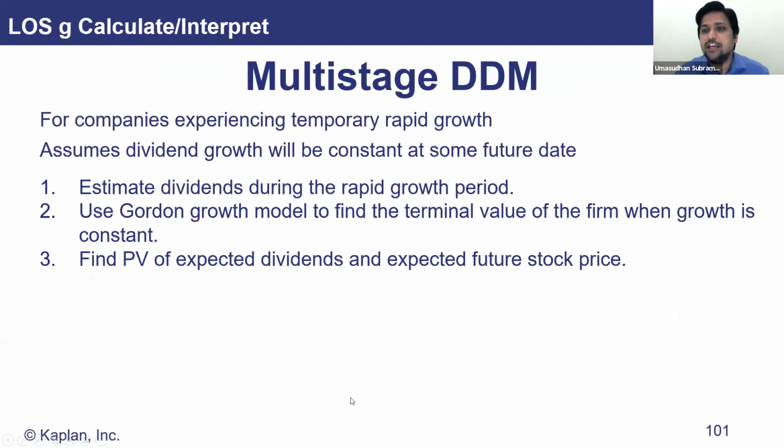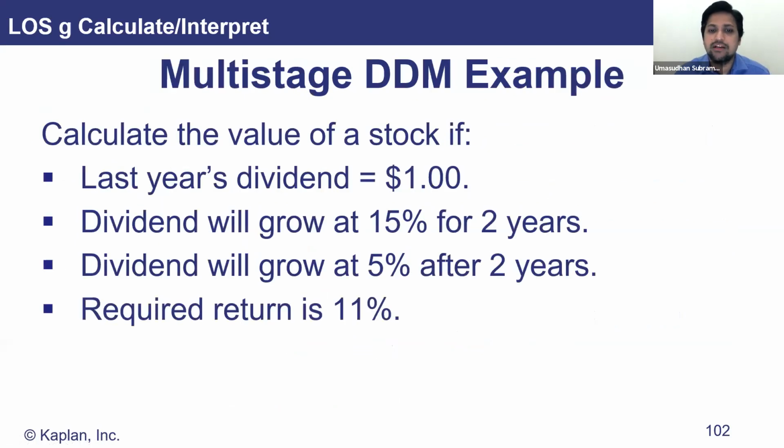Okay, multi-stage dividend growth model. So I'm actually going to tell you what happens in a multi-stage dividend growth model. Let's say a company is going to have an abnormal period of growth in which the company is going to pay a very high dividend, after which the company is going to pay a normal dividend for the infinite future.